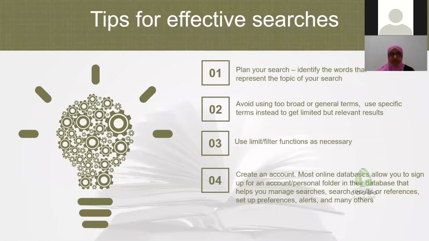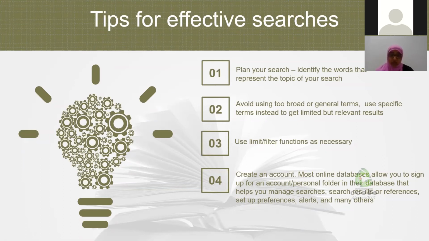There are some tips. Definitely there are many more, but there are some tips I can give you for an effective search. First of all, plan it well, especially if it's related to the research you are doing or a project you want to do. Plan your search, or identify the words that represent the topic and would capture the maximum amount of literature that you want. Avoid using too broad or general terms. Instead, use very specific terms to get limited but relevant results.